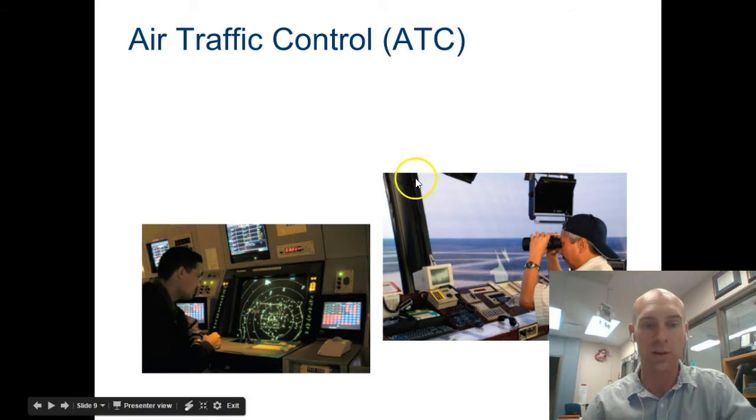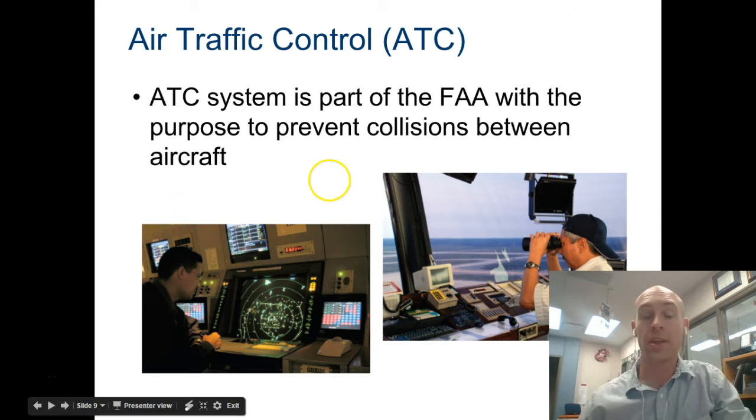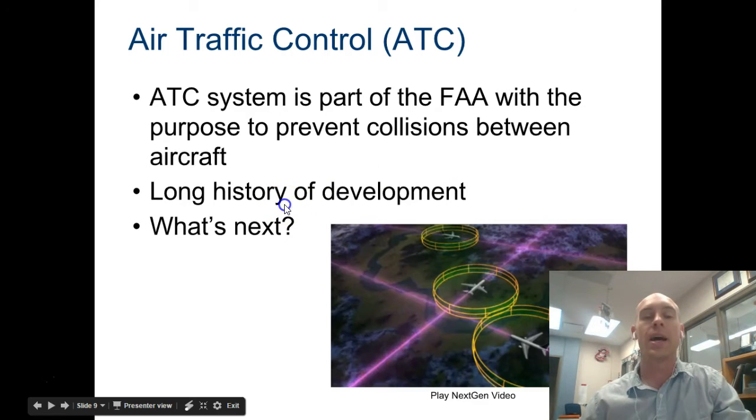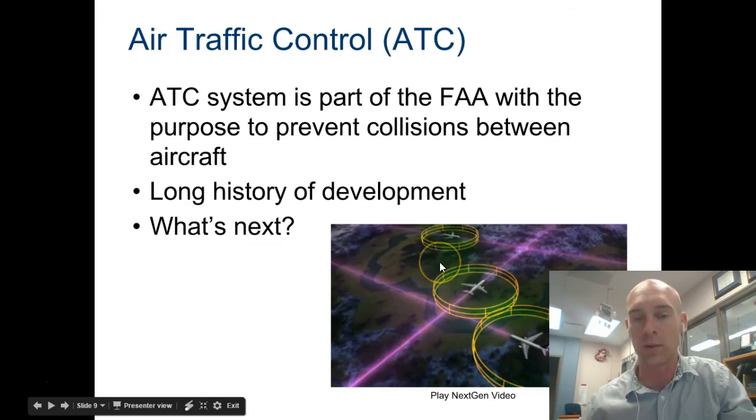So here are some neat little air traffic controllers. This person is looking out the window. There's a bird out there, or maybe a plane, or maybe it's Superman. The air traffic control system is part of the FAA with the purpose to prevent collisions. Again, we've stated that before. It has a long history of development. So what's next? There are some new things coming up. It's called NextGen, and that's what this next little video is that you're going to watch.